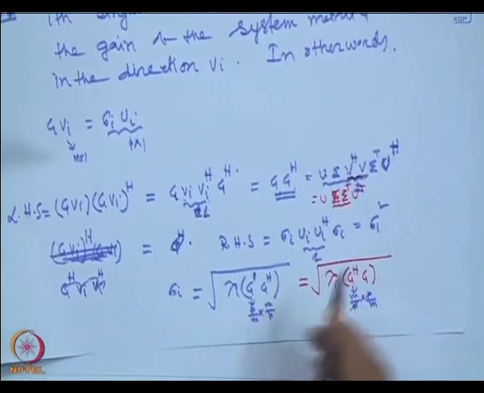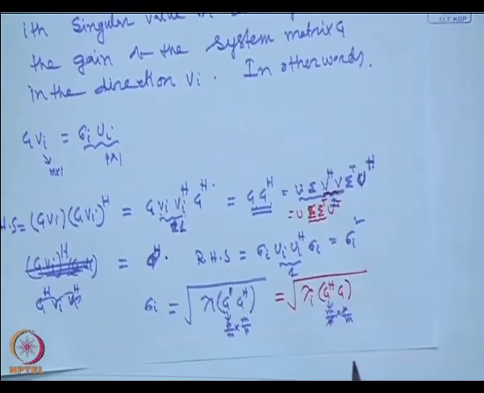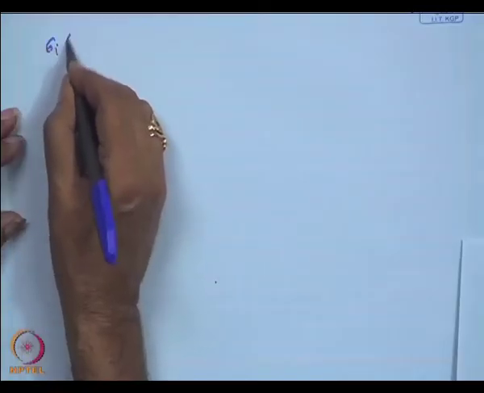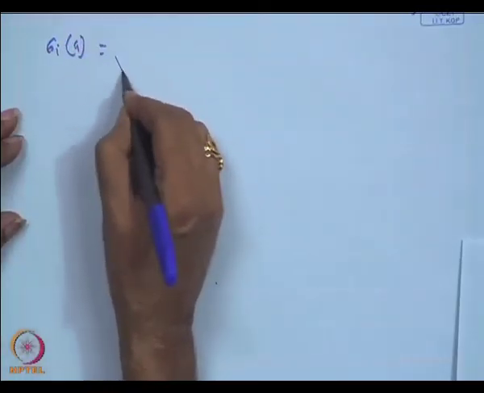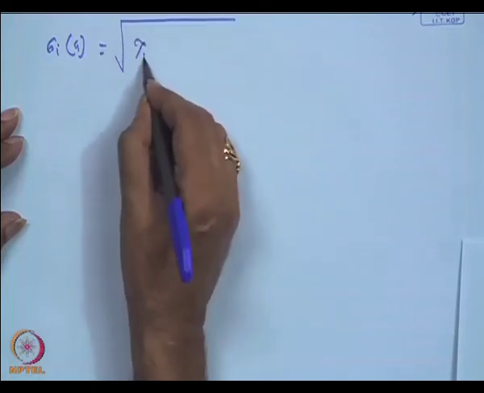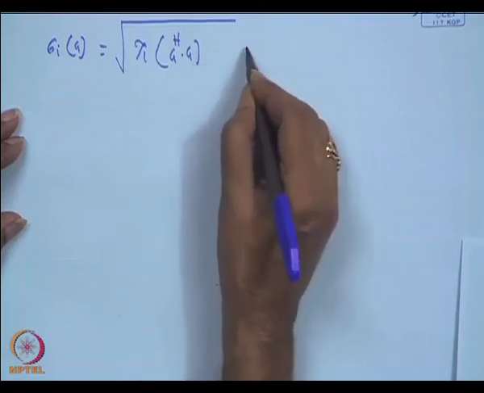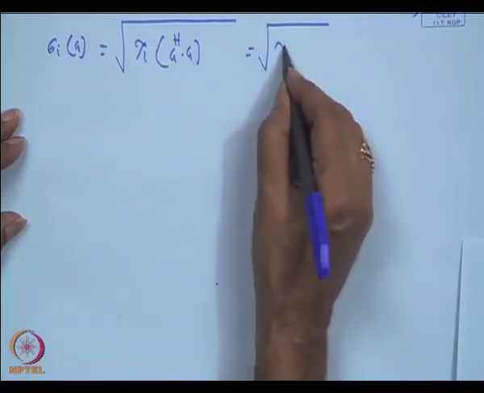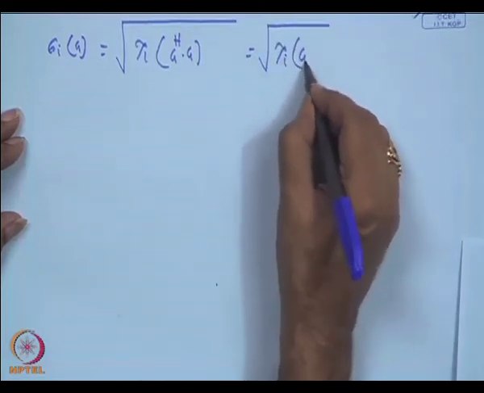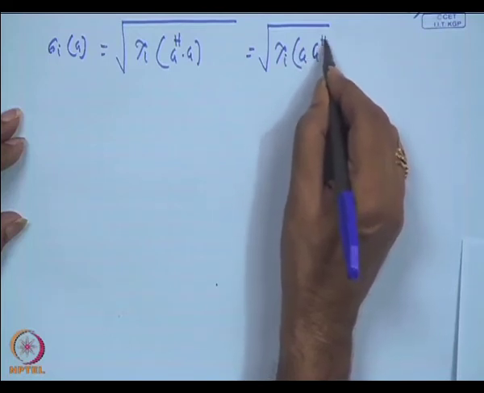So, if you see this one, this quantity is sigma_i of G. Now, we can write it is nothing but lambda_i of G^H G, which is the same as lambda_i of G G^H.